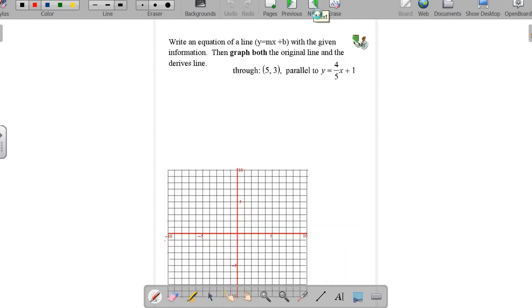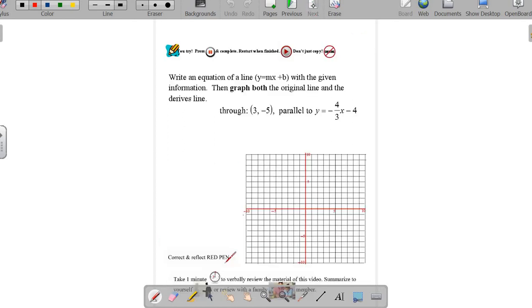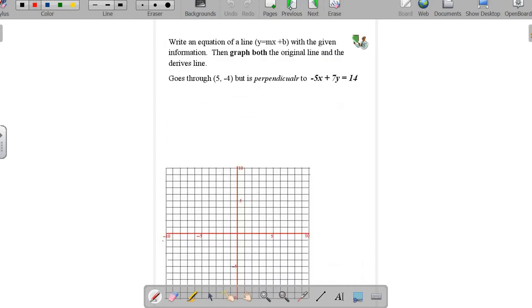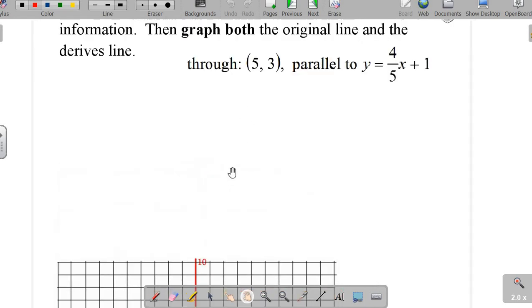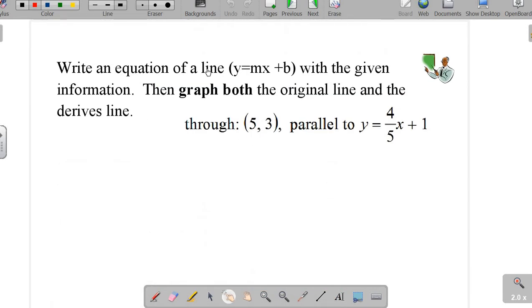It says here, we're going to do two problems together, and then you're doing one on your own. These are the most common kinds of questions that you will find on SATs. You're going to write an equation of a line with the given information, and then graph both the original line and the derived line.